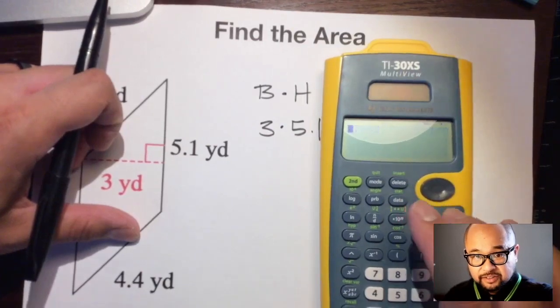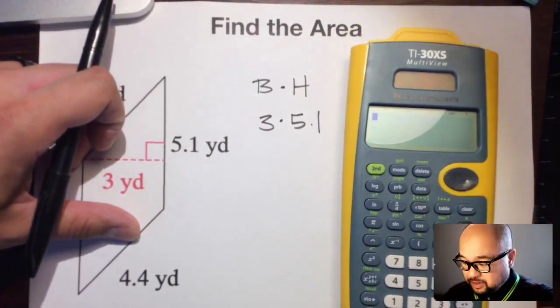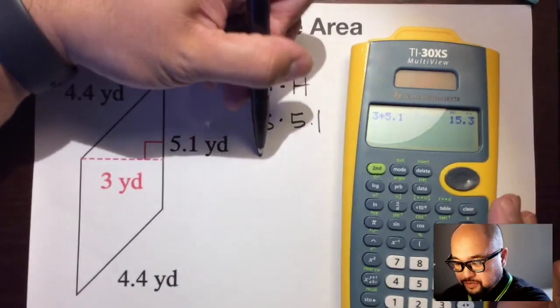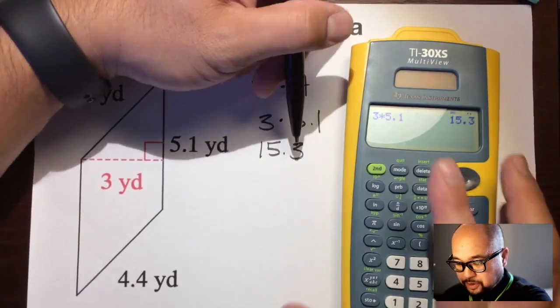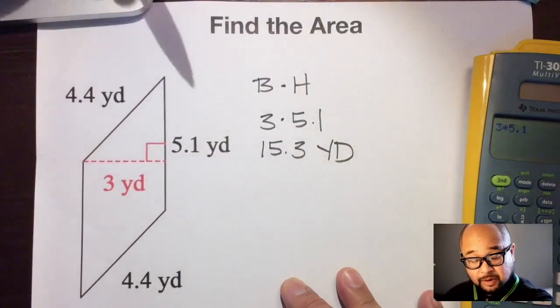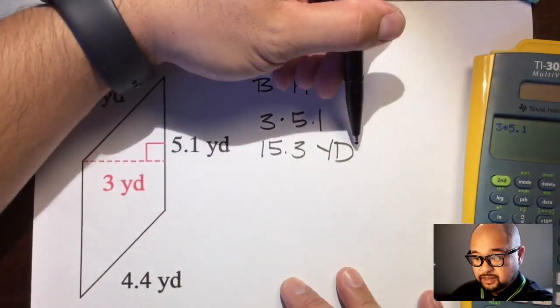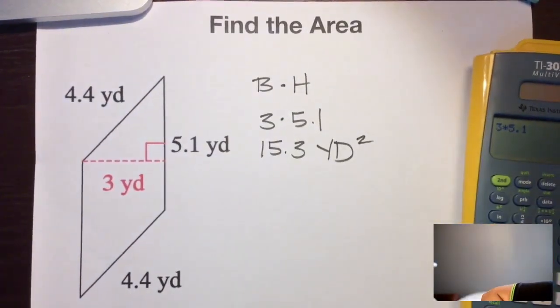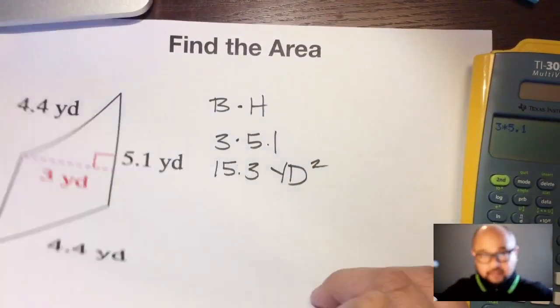Let's grab our calculators and let's just multiply. 3 times 5.1 is 15.3 yards, and remember, it's number of squares that fit inside, squared. And that's it. Let's do the next example.